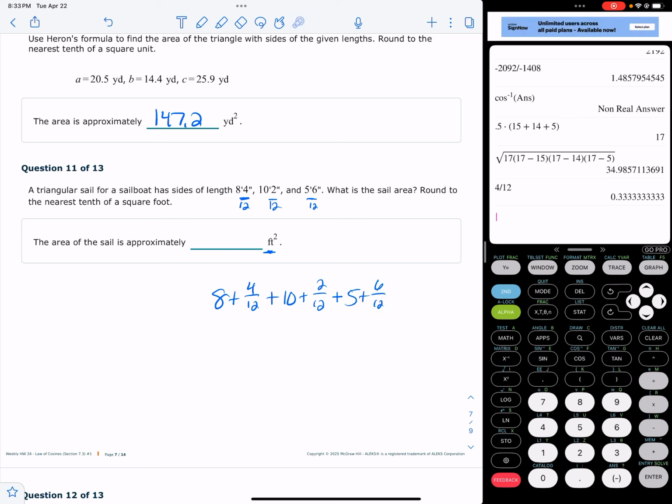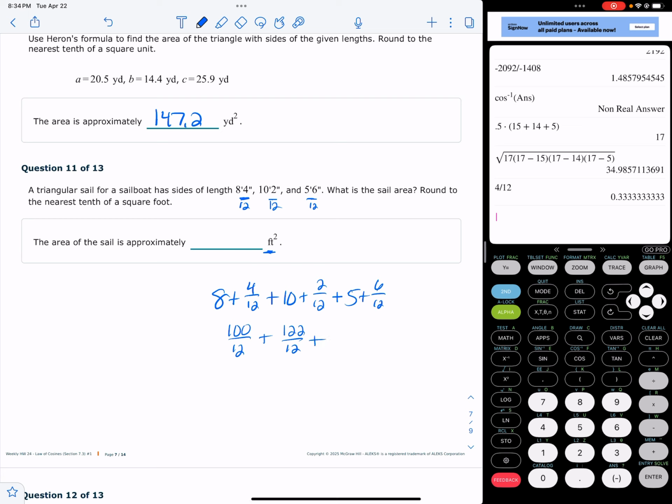When you use the graphing calculator to enter a mixed number, you have to enter it as plus. So it'd be like 8 plus 4/12, and then 10 plus 2/12, and then 5 plus 6/12. The other option would be to make these mixed numbers. So this would be 8 times 12 plus 4, which is 100 over 12. 10 times 12 is 120 plus 2, 122 over 12.